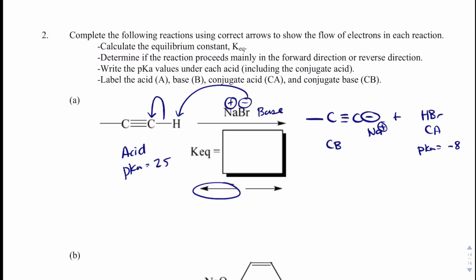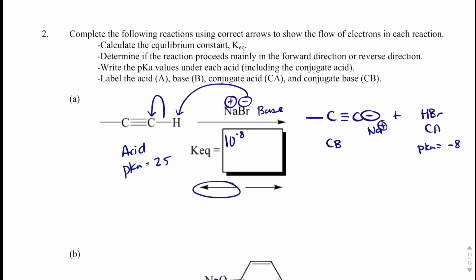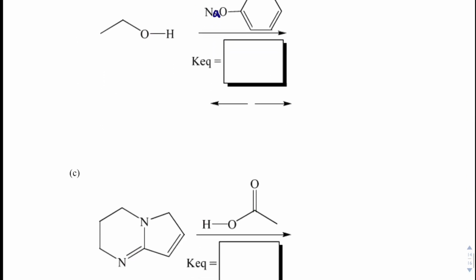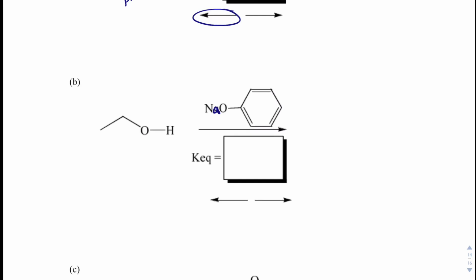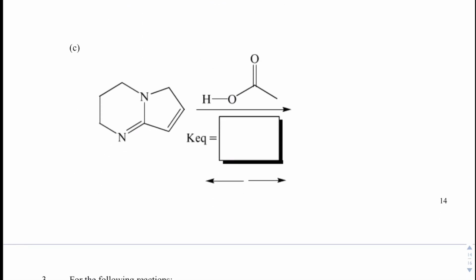We're never going to form a stronger acid. And so we get 10 to the minus 8 minus 25. That gives us 10 to the minus 33. Again, very unfavorable. Okay, I'm going to skip B. You can do that on your own and check with the key that's posted online. I'm going to move to C.